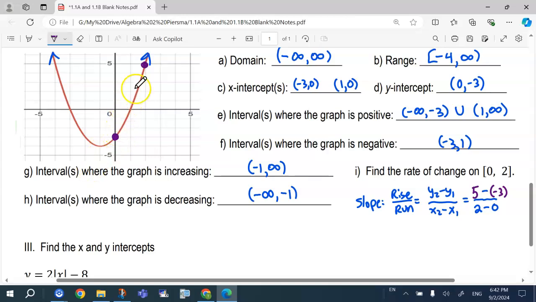So I need to record my slope between these 2 points. I have a rise of 8 and a run of 2. 8 divided by 2 is 4, or I could use my formula. 5 minus a -3 is +8. 2 minus 0 is 2. 8 divided by 2 is 4. That is the average rate of change along this curve. So the slope between those 2 points is the average rate of change.